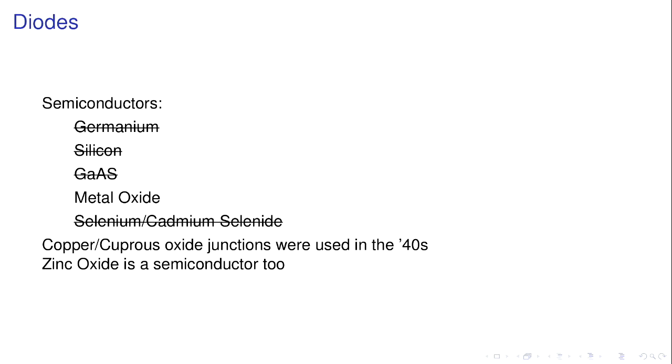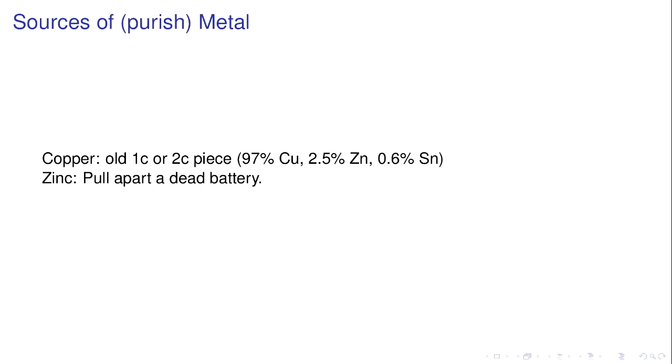But let's talk first about where you can get copper and zinc. Well, for copper, let's have some old 1 and 2 cent coins. They're 97% copper, that should be enough, eh? And for zinc, you can get very pure zinc by pulling a battery apart. And we'll come to that in a little while.